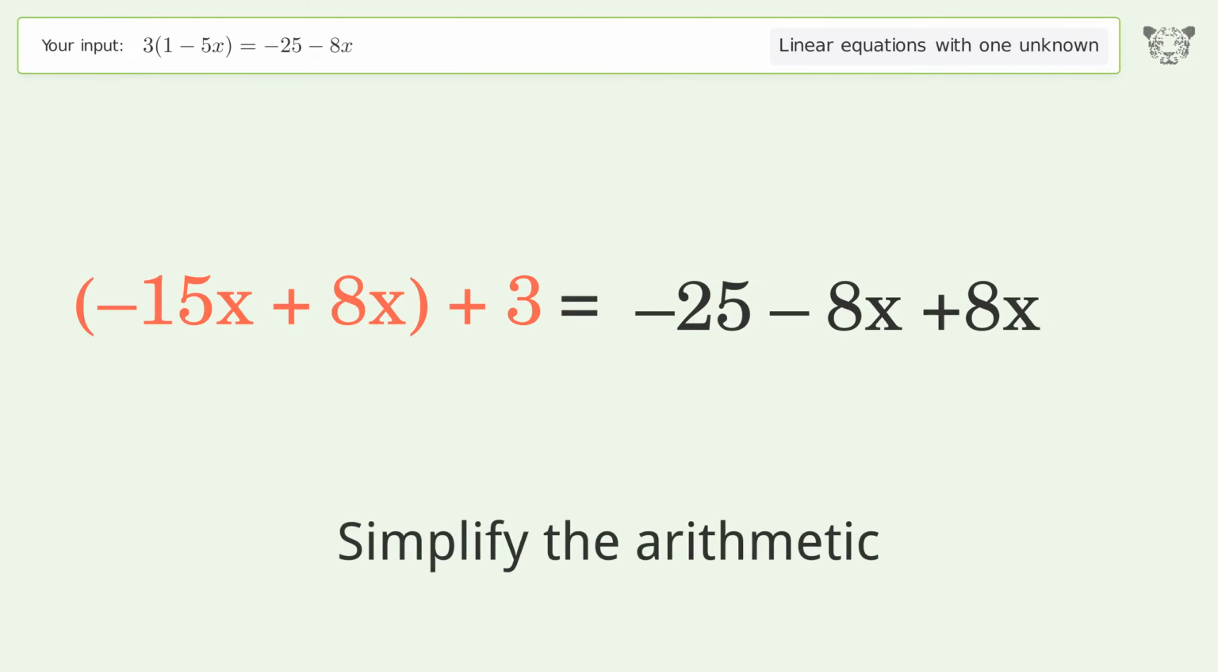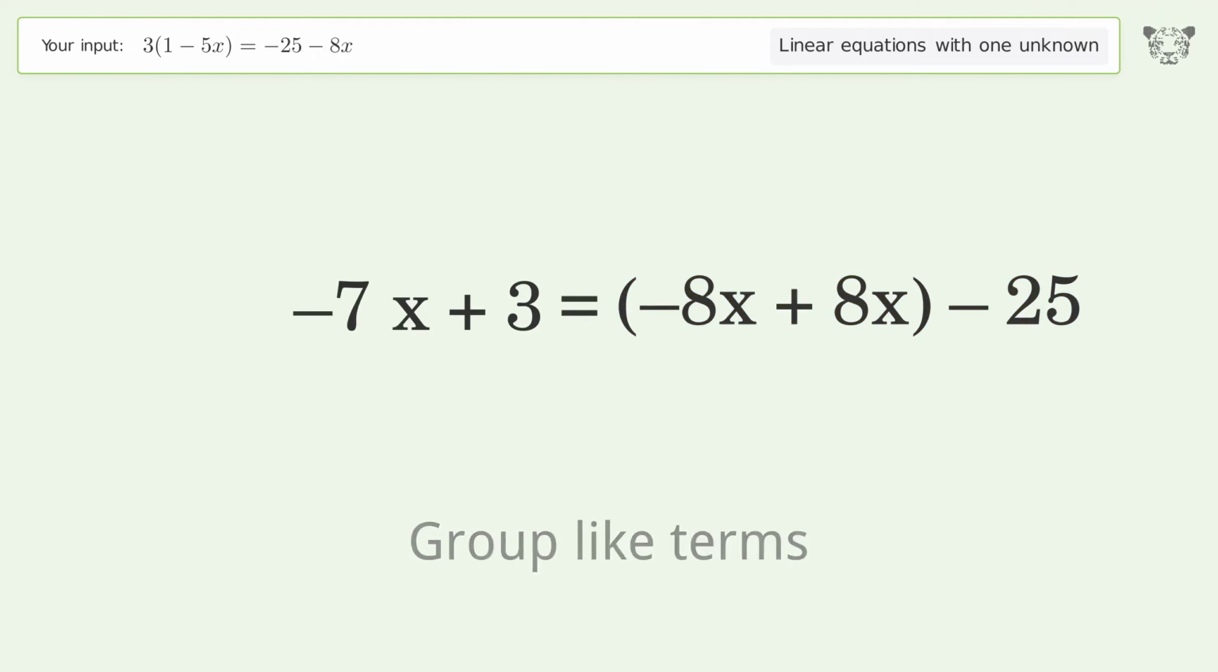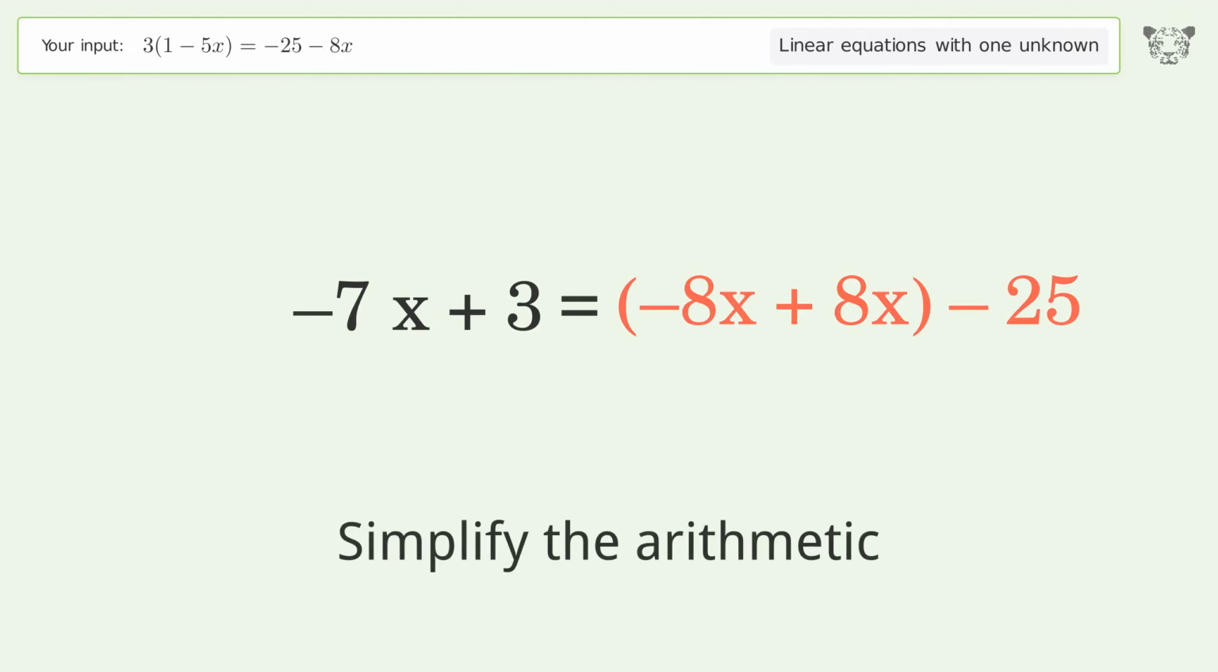Simplify the arithmetic. Group like terms. Simplify the arithmetic.